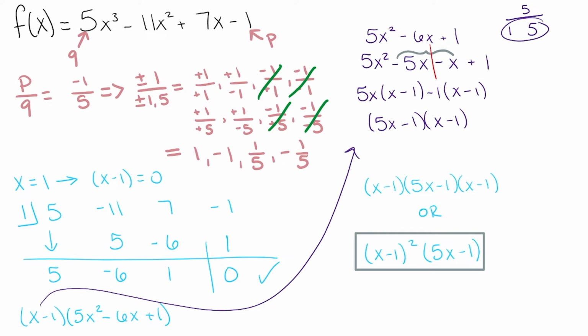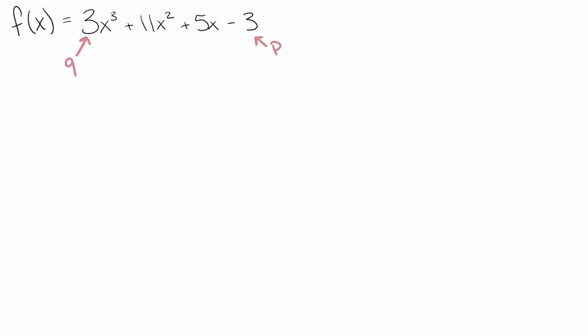Now let's look at another example. We have f of x equals 3x to the third plus 11x squared plus 5x minus 3. So step 1 is identify our p and our q. Our constant term, or our last term in our polynomial, is p, the number without a variable attached to it. And our q is our very first number in our polynomial, the leading coefficient.